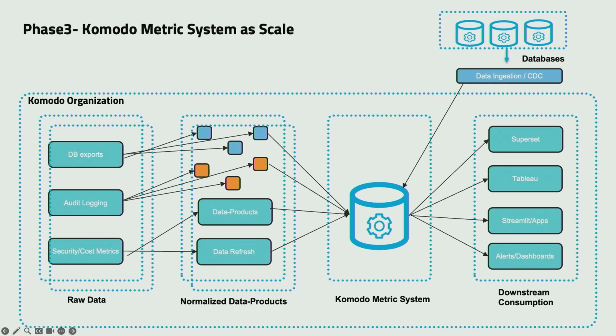So Komodo doesn't hold the data only in Snowflake. We have some of the products running on open source RDS as well, right? So if you see here, the DB exports like Snowflake, RDS, and other open sources. And then audit logging, right? We have the application audit logging, application tracing, all the information is available. And then the security metrics.